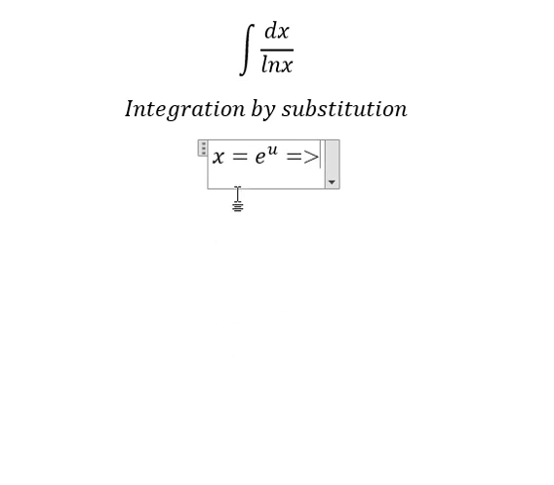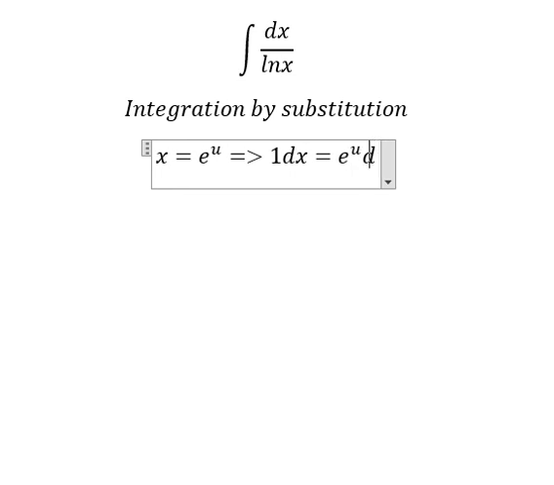Later, we need to first take the derivative of both sides. On this side we have 1, so we have 1 ds. On this side we have e to the power of u du. So we can simplify like this.